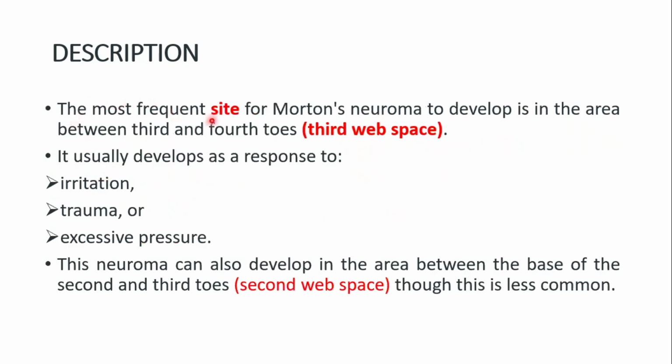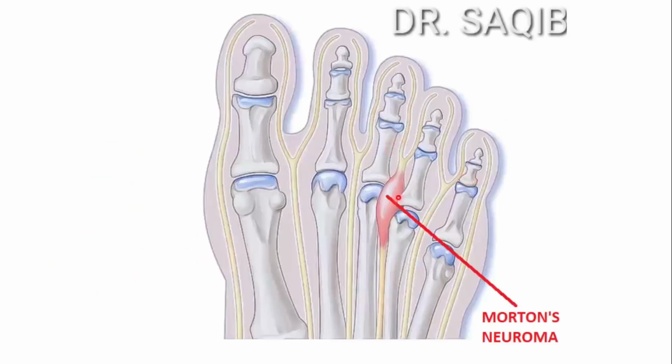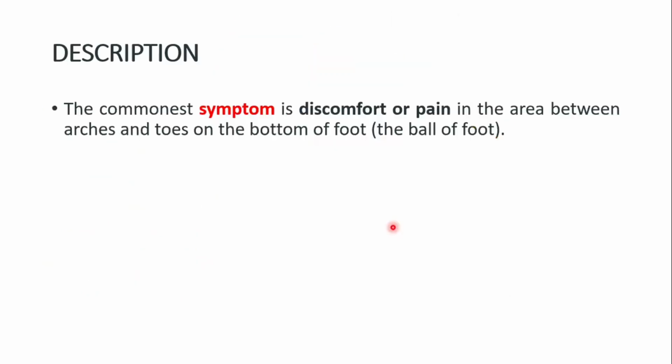The most frequent site for Morton's neuroma to develop is in the area between the third and the fourth toes, the third web space. I already told you it usually develops as a response to irritation, trauma, or excessive pressure. This neuroma can also develop in the area between the base of the second and the third toe, the second web space, though this is less common. This is the usual place of the Morton's neuroma.